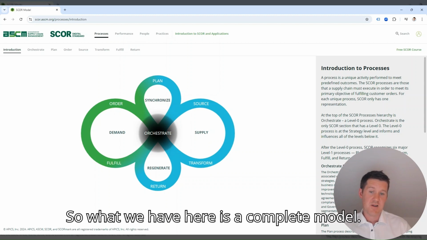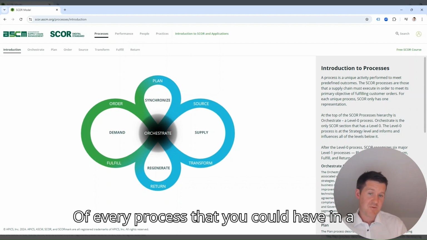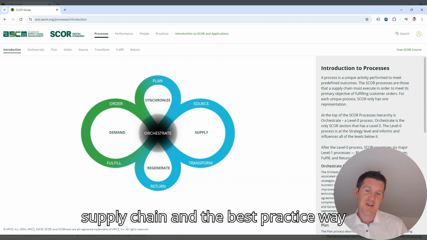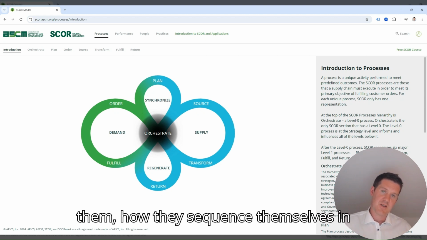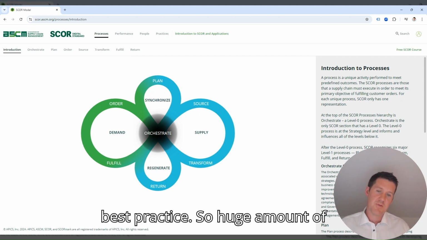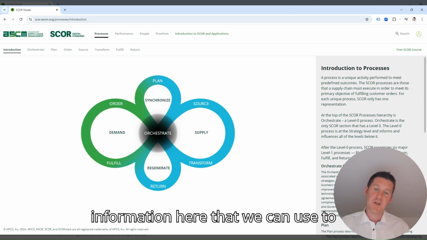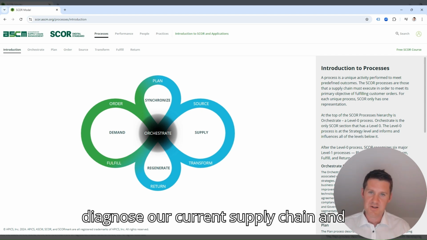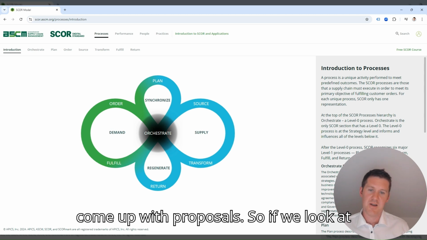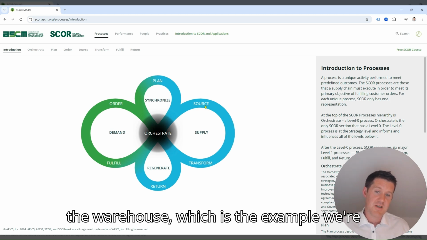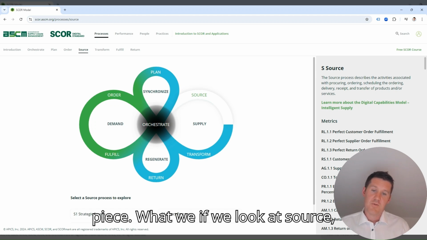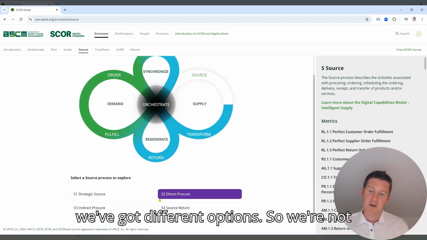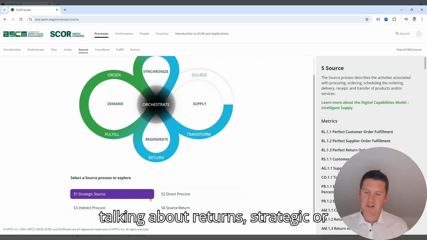So what we have here is a complete model of every process that you could have in a supply chain and the best practice way of how they get done, the elements within them, how they sequence themselves in best practice. So huge amount of information here that we can use to diagnose our current supply chain and come up with proposals. So if we look at the warehouse, which is the example we're looking at here, and if we say the source piece, if we look at source, we've got different options. So we're not talking about return, strategic, or indirect.